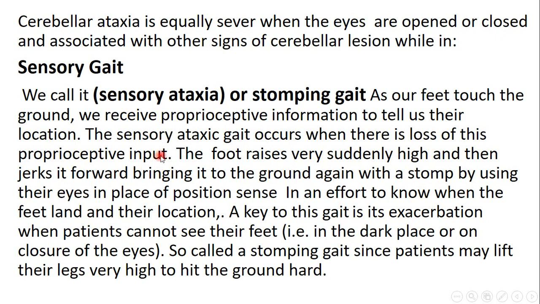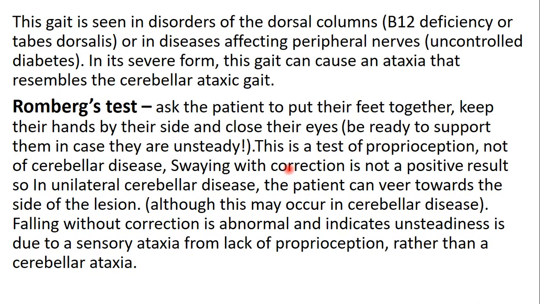So normally we depend on proprioception, the posterior columns, to tell us the location. The foot raises very suddenly high and then jerks toward the ground, bringing it down again with a stomp, by using their eyes in place of position sense in an effort to know when the feet land and their location. Here the sensory ataxia is more obvious, more severe, exacerbated in a dark place or when we tell the patient to close their eyes. We call it stomping gait since the patient may lift their legs very high to hit the ground hard. This gait is seen in disorders of the dorsal columns, like B12 deficiency, or syphilis with tabes dorsalis, or in disease affecting peripheral nerves, like in uncontrolled advanced diabetes.